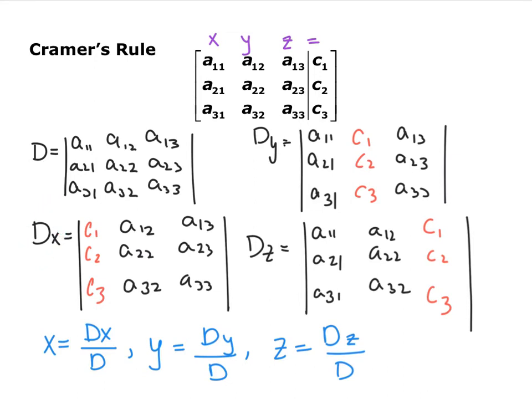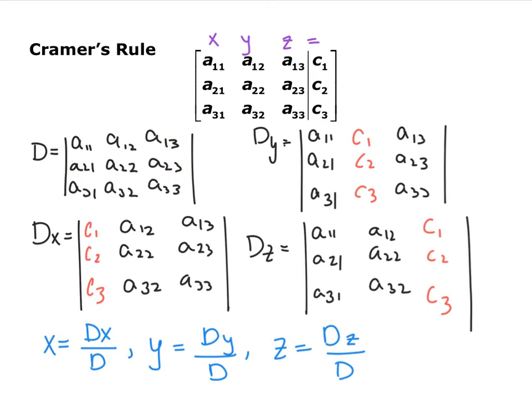What we're going to do is drop off the x coefficients column and replace them with the constants. So we're going to take out this first column and actually replace them with the answers. We're going to leave our y and z columns exactly the same and then take the determinant of that resulting matrix. Your x coordinate is the ratio of d sub x, so the determinant of this matrix, divided by d, the determinant of the coefficient matrix.